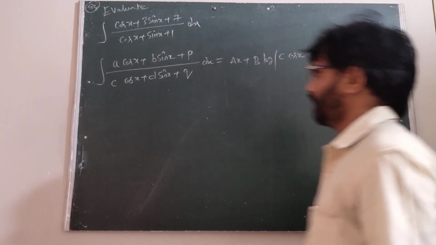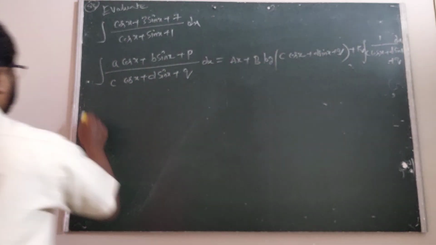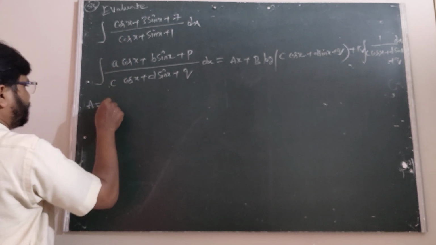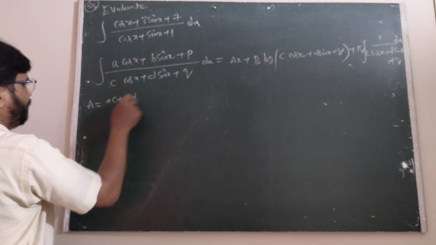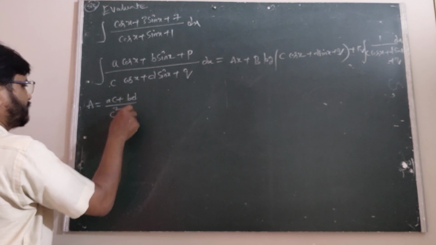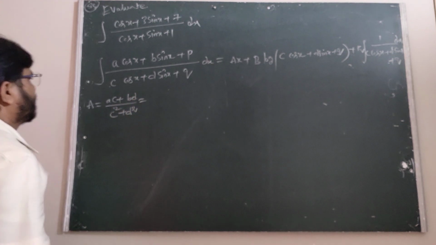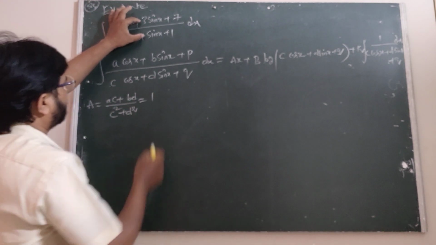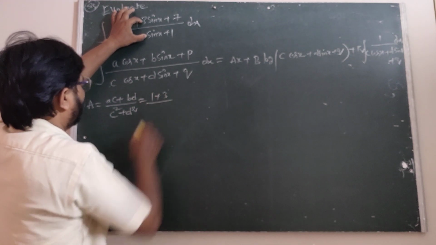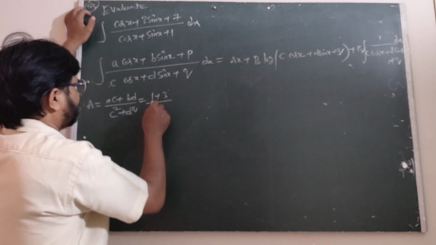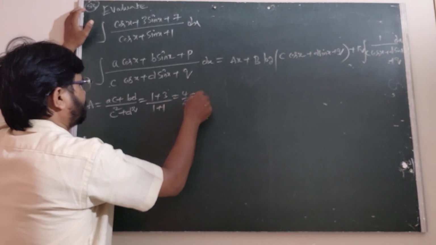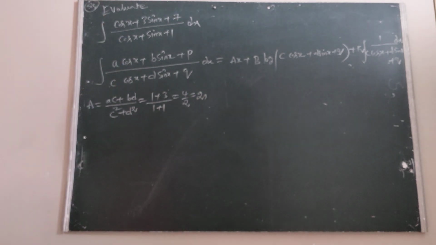Where A is, what is the formula of A? We know that A is (ac plus bd) upon (c square plus d square). ac is 1 into 1, 1; bd is 3 into 1, 3. Whole by c square plus d square, which is 1 plus 1. That is 4 by 2, which is 2. This is the value of A.